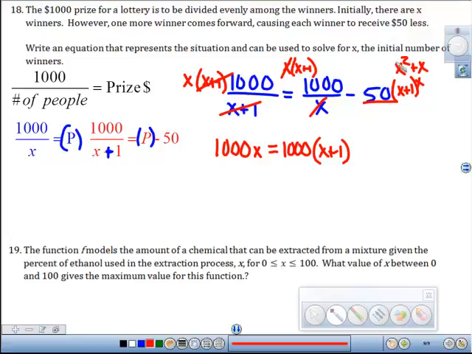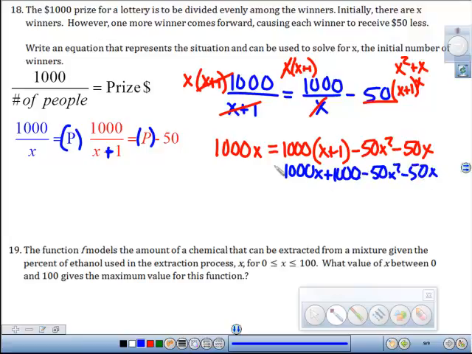So I'm going to distribute the negative 50 to both of those. So that'll be negative 50x squared. And then I've got negative 50x. Okay? Alright, since I have a degree of 2, I know it's a quadratic, so I'm going to get it all over to one side. I'm going to first get rid of these parentheses. So that'll be 1,000x plus 1,000. And then I have minus 50x squared minus 50x equals 1,000x.